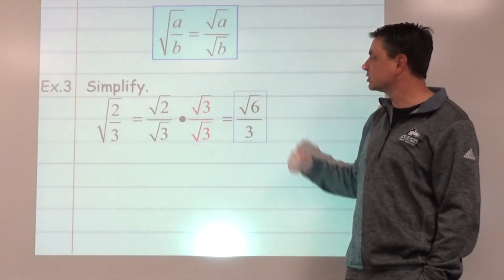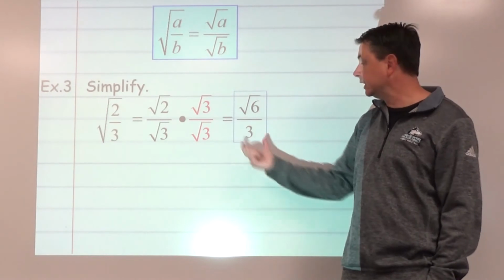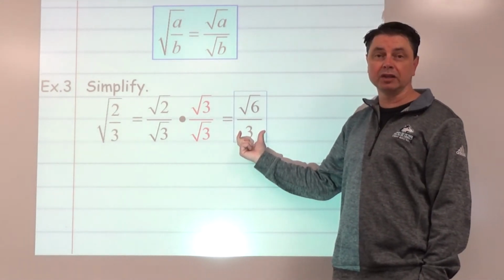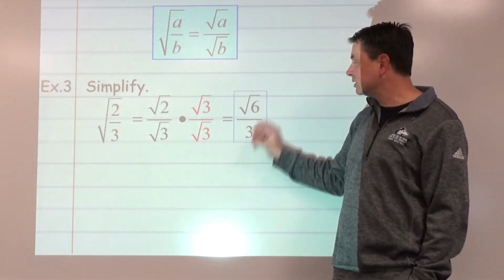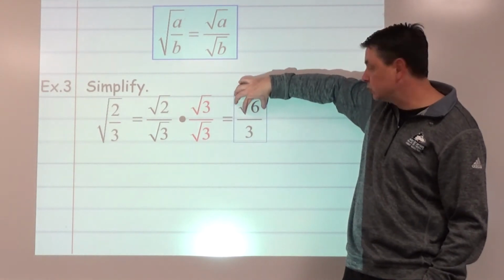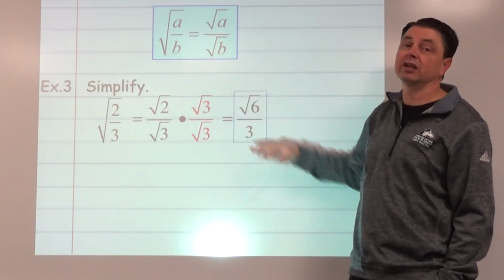So our final answer is the square root of 6 over 3. We no longer have a root on the bottom. No, we can't reduce this because the 6 is in a root and the 3 is not. So there's nothing we can do there.